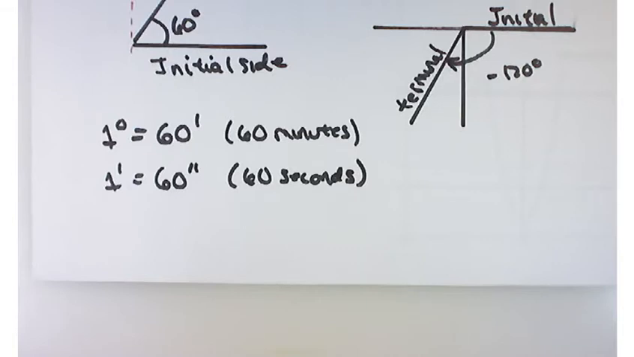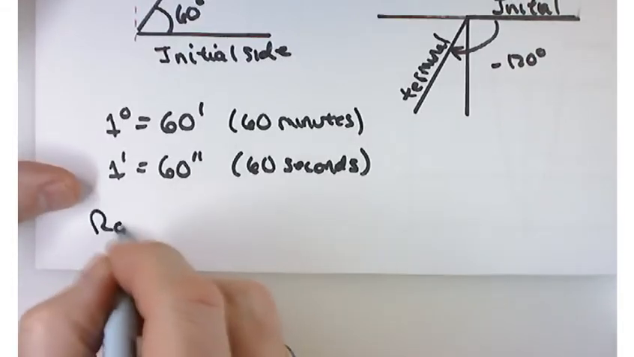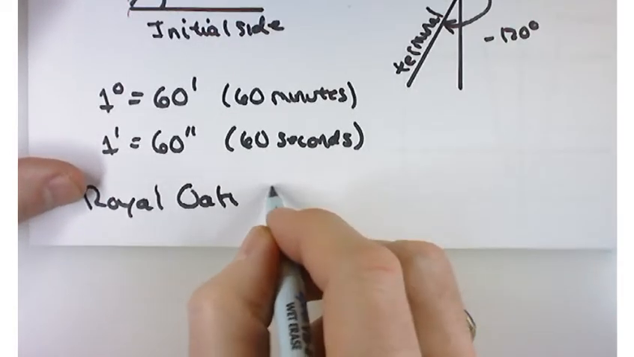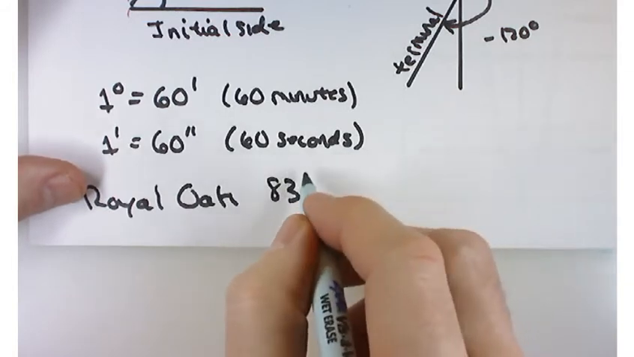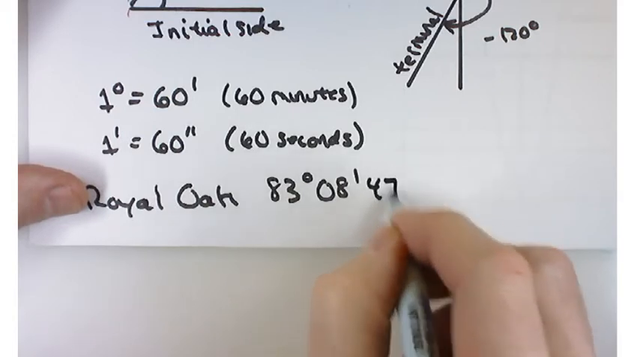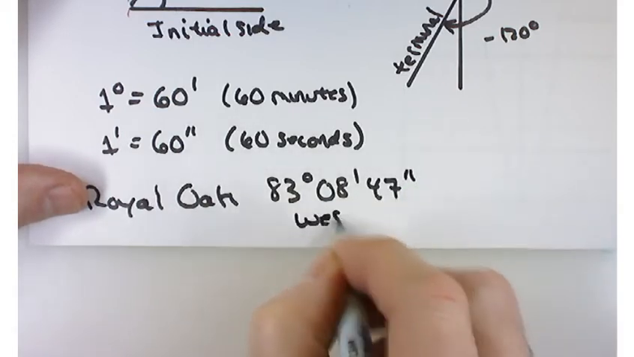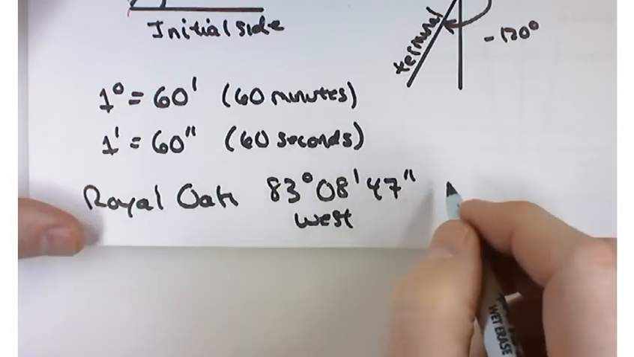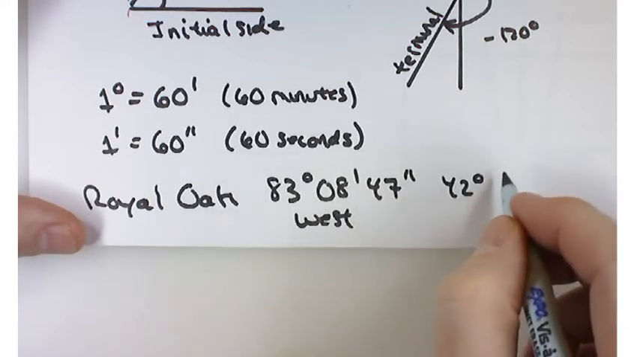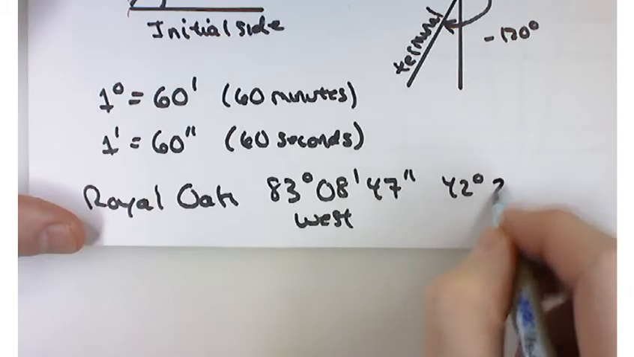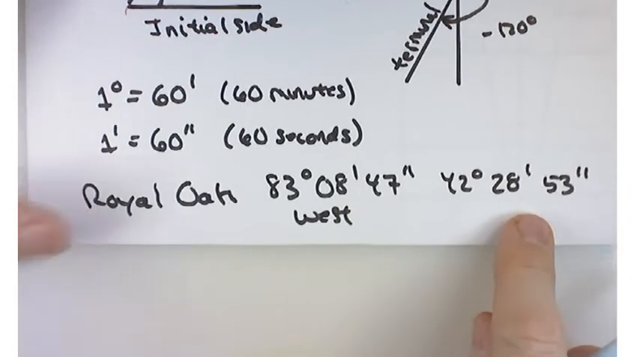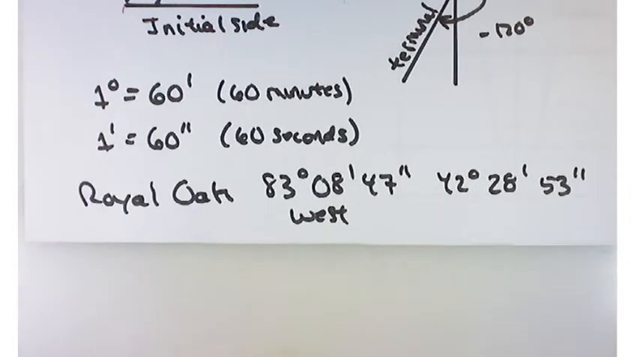So, for instance, the city of Royal Oak has a latitude and longitude like this: 83 degrees, 8 minutes, and 47 seconds west. And then our latitude would be 42 degrees, 28 minutes, and 53 seconds. And that, of course, would be north.